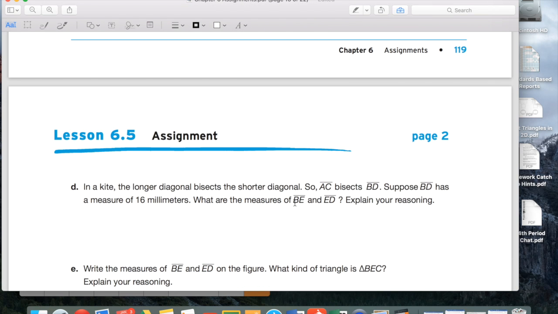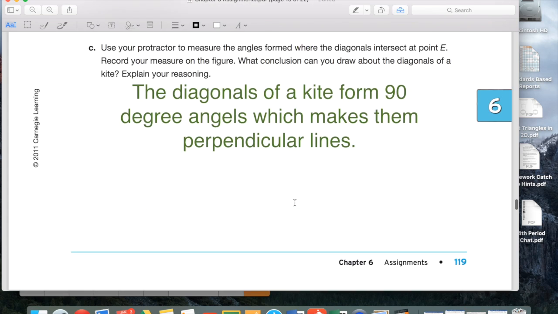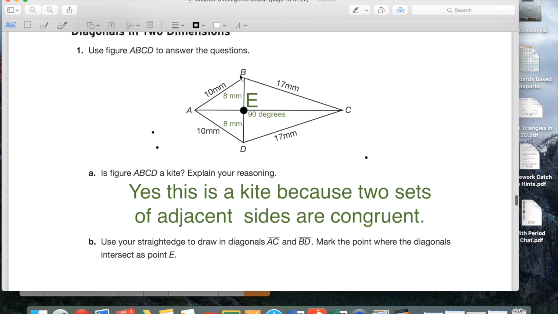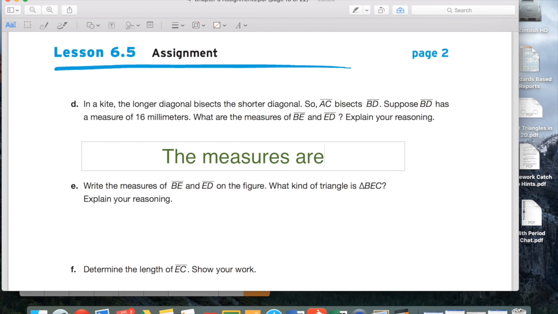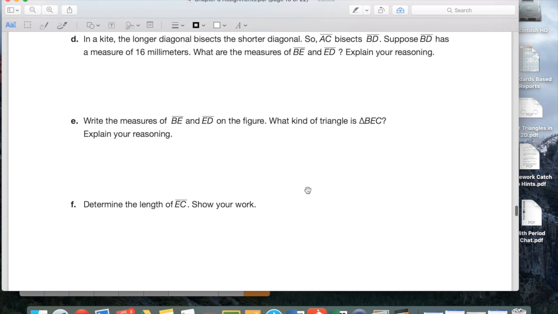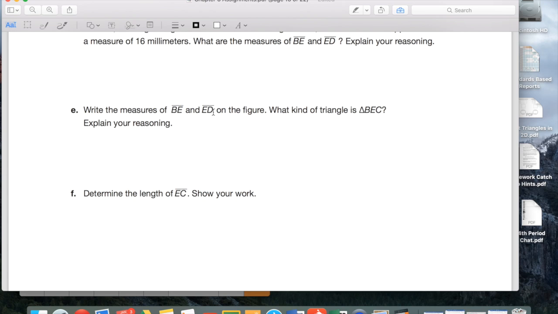So what are the measures of BE and ED? And that's what we just looked at up here. BE is 8 and ED is also 8. Write the measures on the figure. And what kind of triangle is triangle BEC?